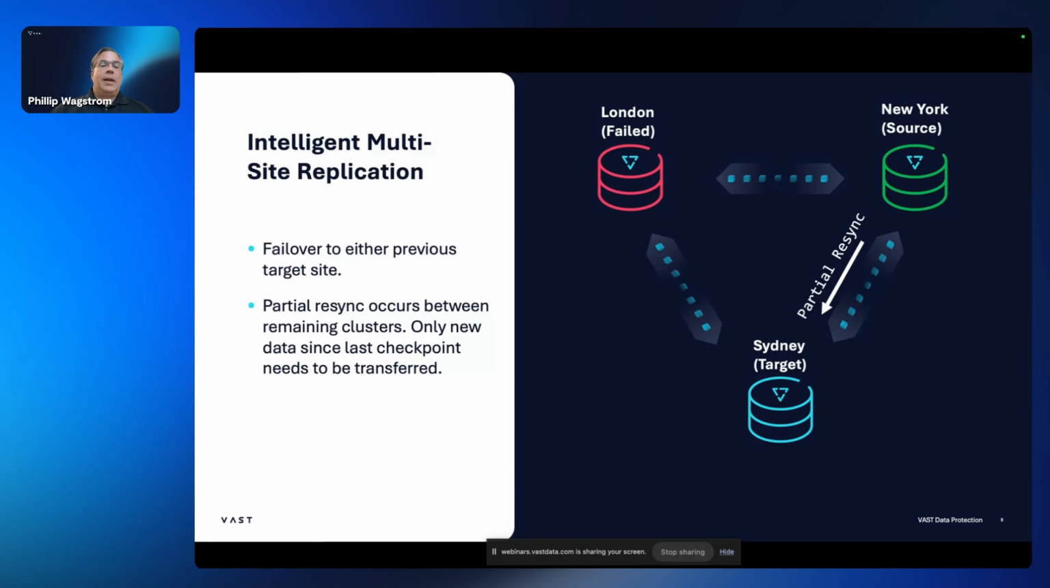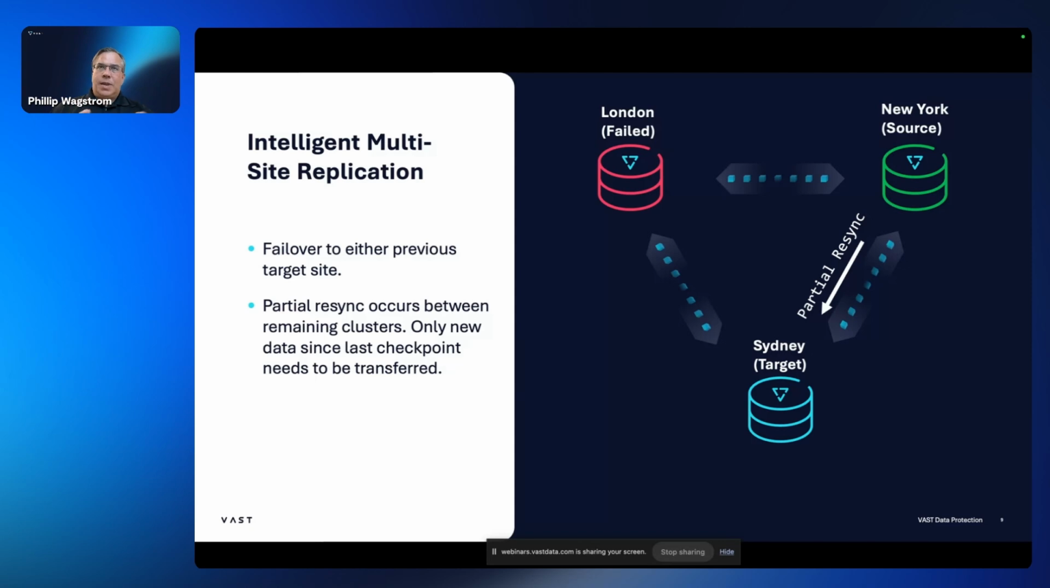and what will happen is that initially, with just New York and Sydney, there is going to be a partial resync that has to occur between New York and Sydney. This partial resync is going to be based on whatever the last common checkpoint was, and once that partial resync occurs, New York and Sydney will resume their replication according to that same schedule that was coming from London.